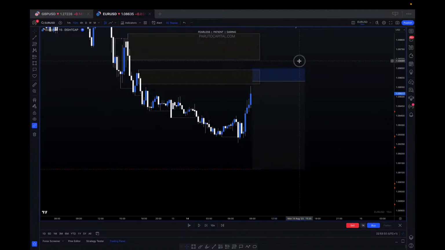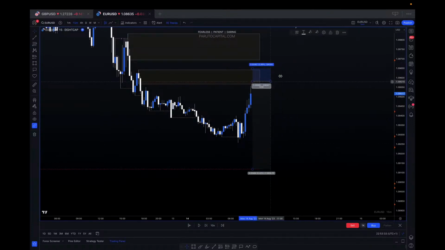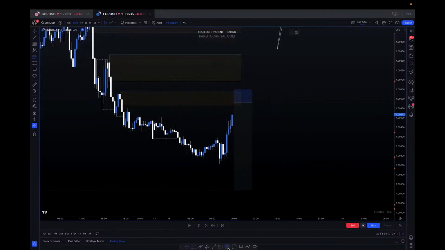Okay, that's my target, so I'm very clear on that. So I'm gonna have two entries. One is this and one is around this area, and the reason for this is simple.